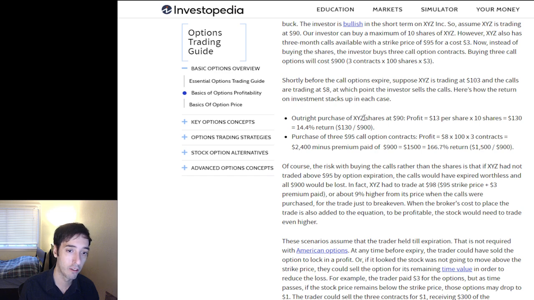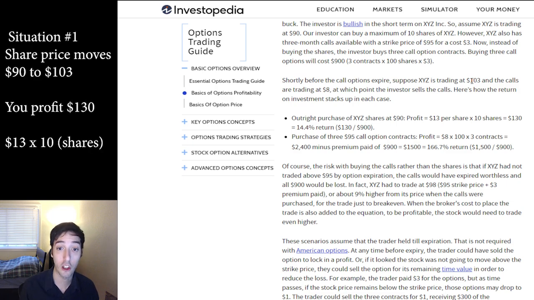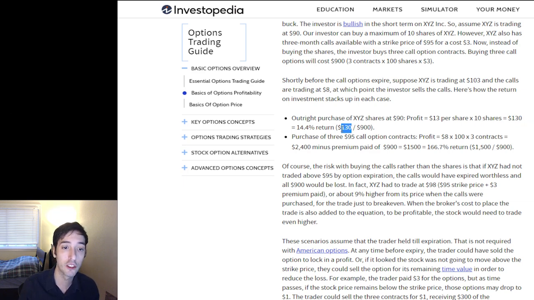Outright, the purchase of XYZ shares at $90. So if it goes from $90 to $103, you just made 13 bucks on your shares, right? From 90 to 103 is 13. And since you had 10 shares, you multiply 10 by 13, and that's your profit, $130. Pretty cool, right? So you just made $130 on a $900 investment.